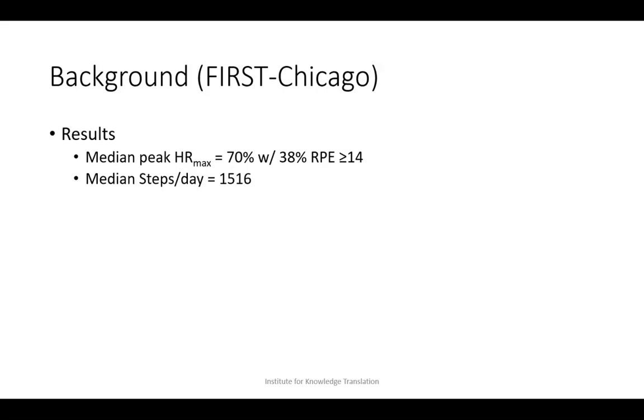The median steps per day were about 1,500. So if you remember what I mentioned before, previous studies of conventional therapy identified about 250 to 300 steps in a typical session. So this is 5 to 6 times the amount of practice being provided, in addition to, again, remembering that about 5% of a typical therapy session is at an aerobic intensity.